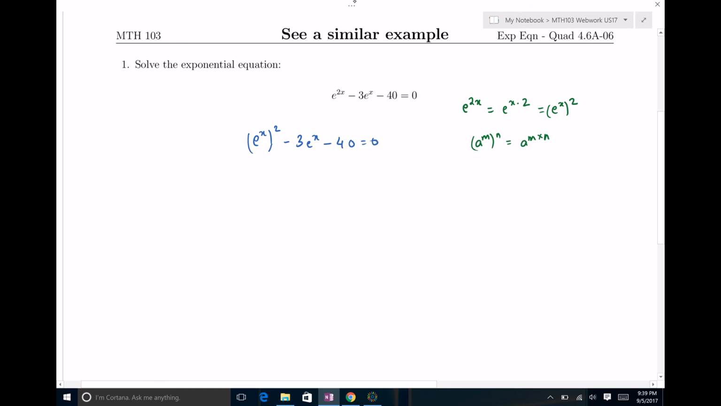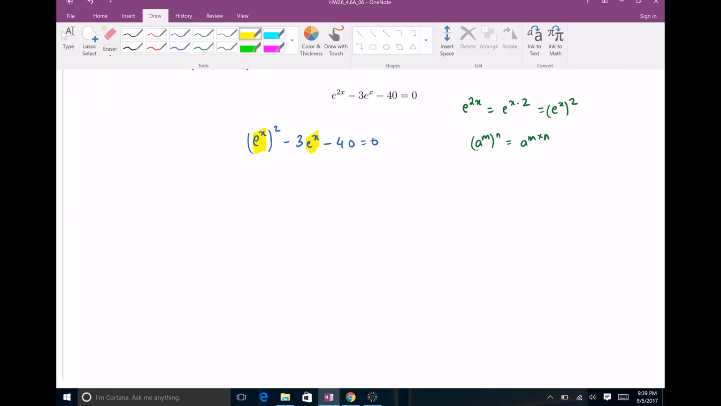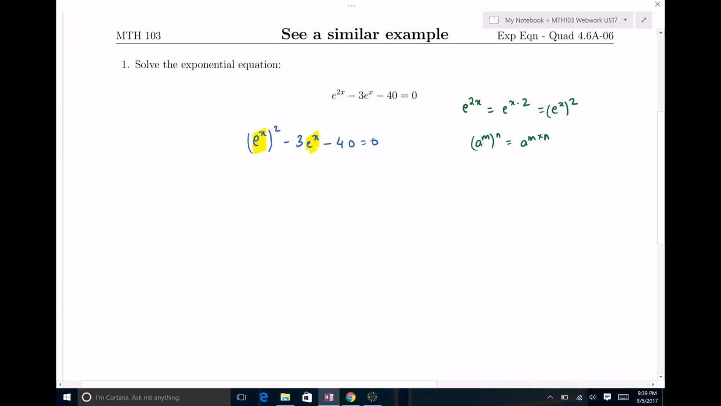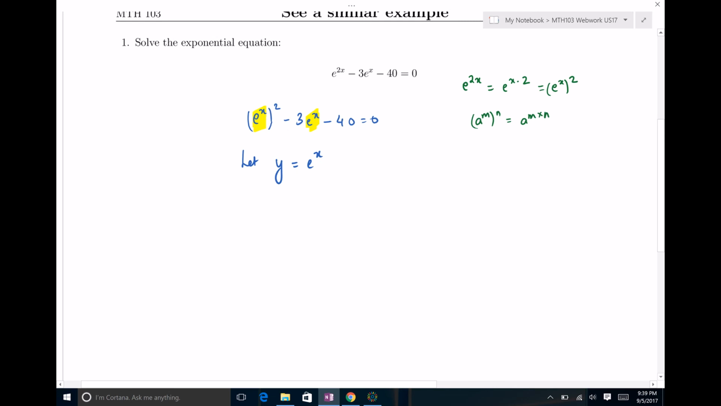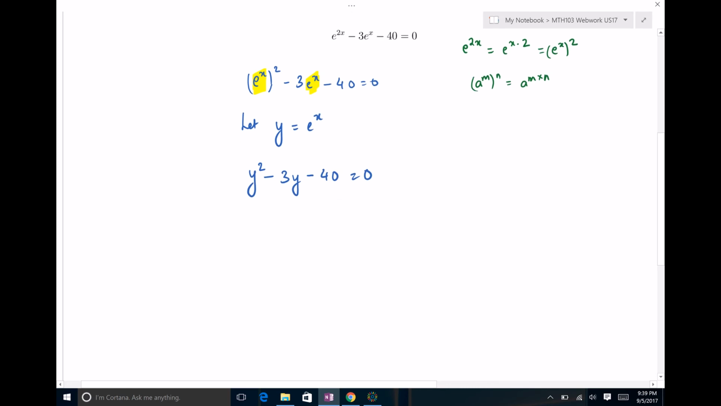Now the good news is that this should remind you of a quadratic equation, because you have this term squared minus some number times the same term minus another number. So what I'm going to do is use a substitution, and I'm going to say let y be equal to e to the x. Now this makes my work a little easier because I can substitute e to the x as y. So I have y squared minus 3 times y minus 40 equals 0. Now I'm going to try to solve this equation.